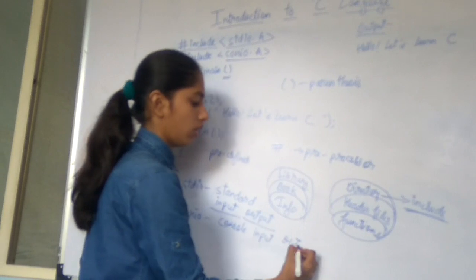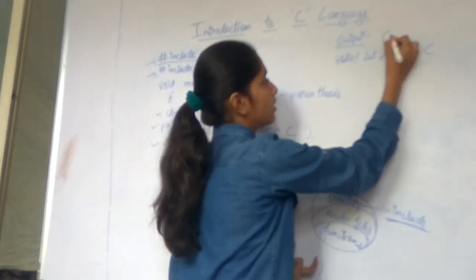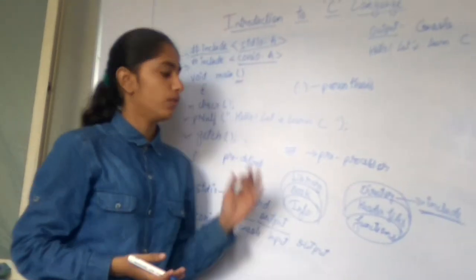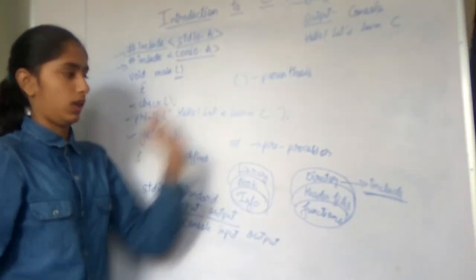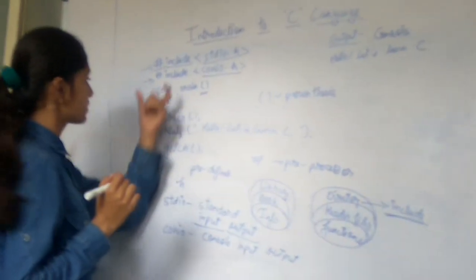This output screen on which your output is printed is known as the console screen, which means this header file contains the functions which deal with the output screen. .h is the extension for header files.